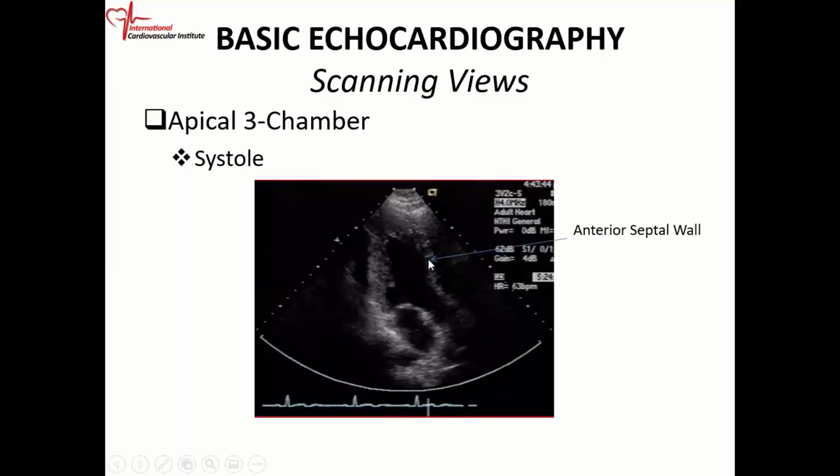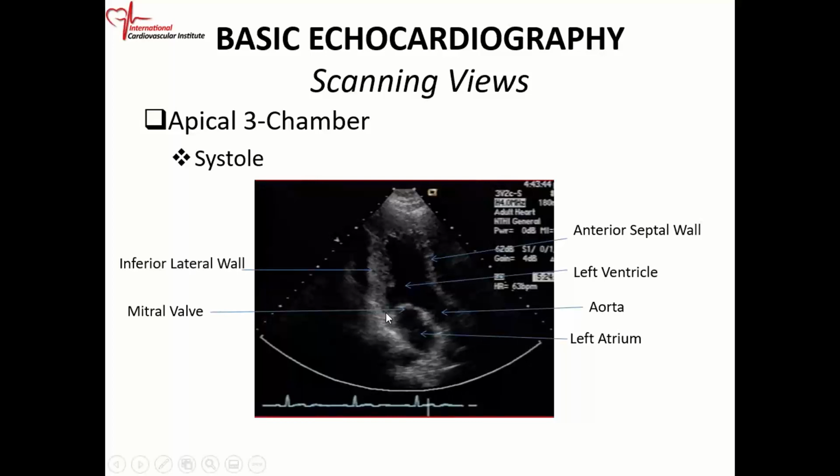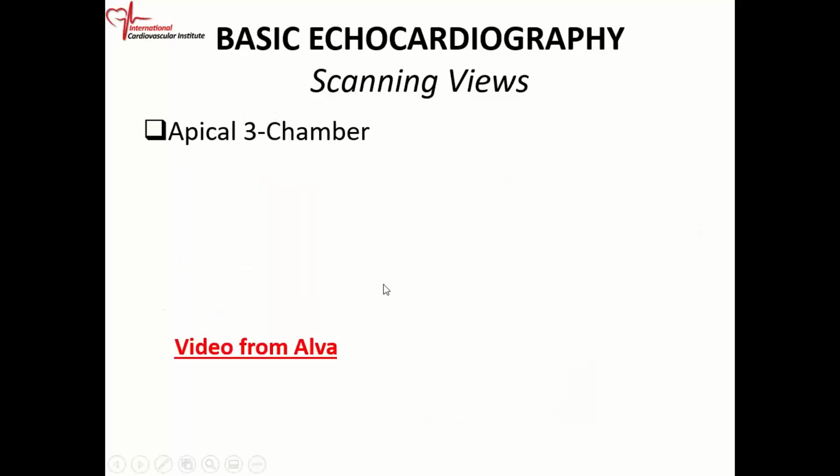So this is your anterior septal wall, the left ventricular cavity, the aorta, the left atrium. This is the mitral valve, but this is actually the anterior leaflet. The posterior leaflet is right under. And this is your inferior lateral wall. So you have to know the different structures that make up the heart.